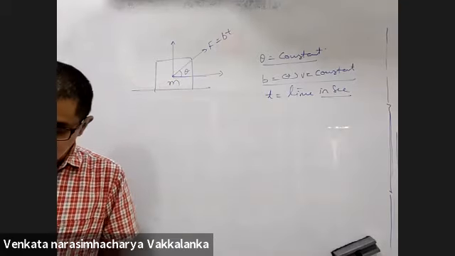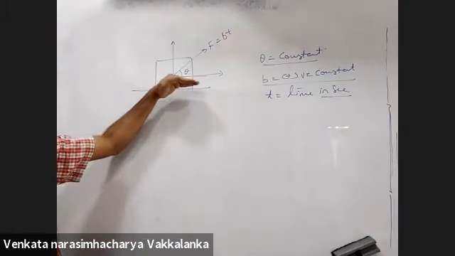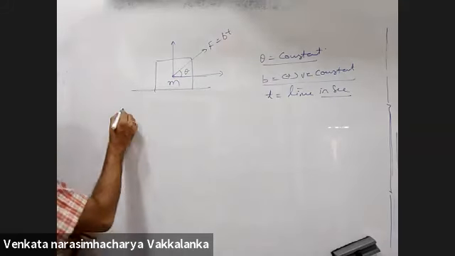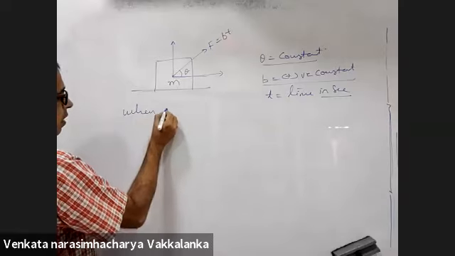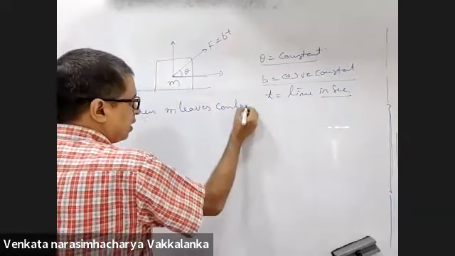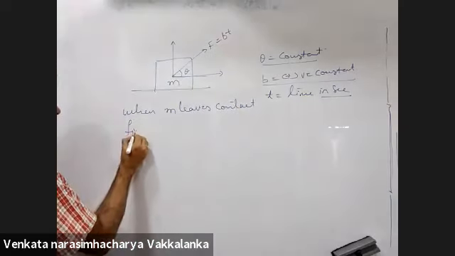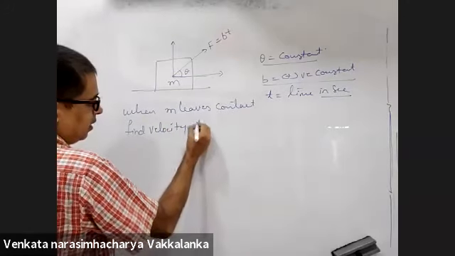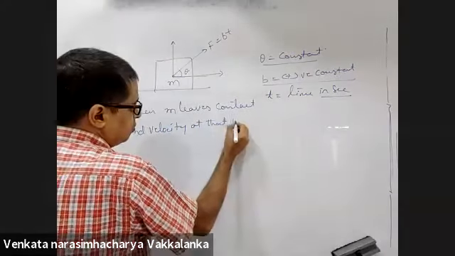The question asked is: after some time, M leaves contact with the horizontal surface. Find the velocity at that instant. When M leaves contact, find the velocity at that instant.